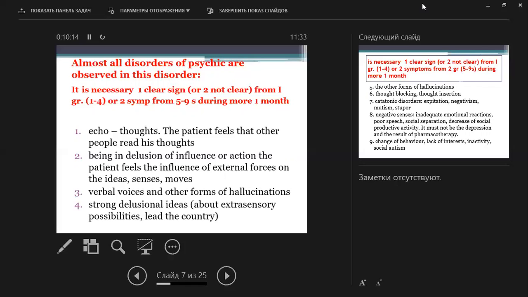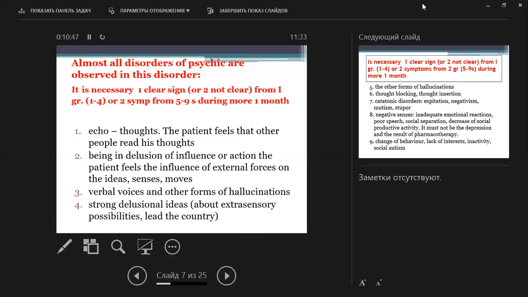When patients, for example, are isolated at home because they are afraid of other people, because people in the street read their thoughts. Echo thoughts. The second main symptom is delusion. Usually it is delusion of influence or action, usually observed in schizophrenia.